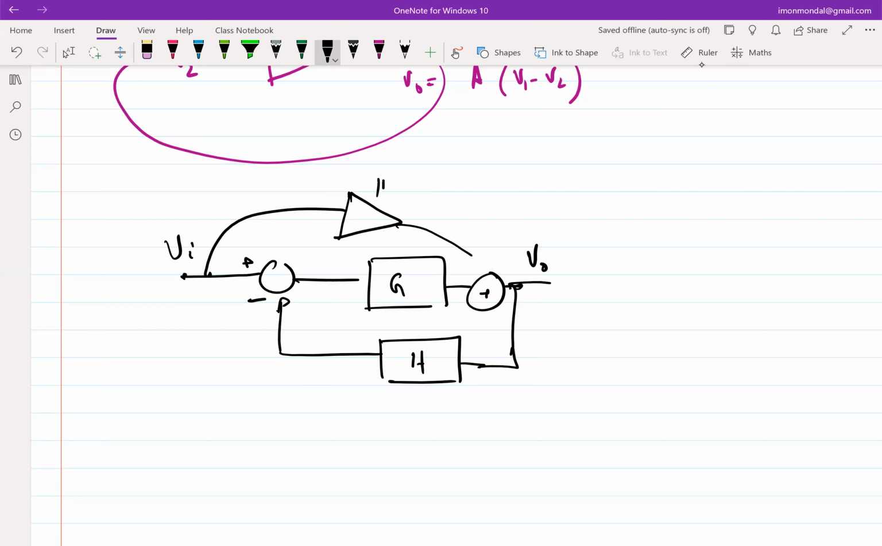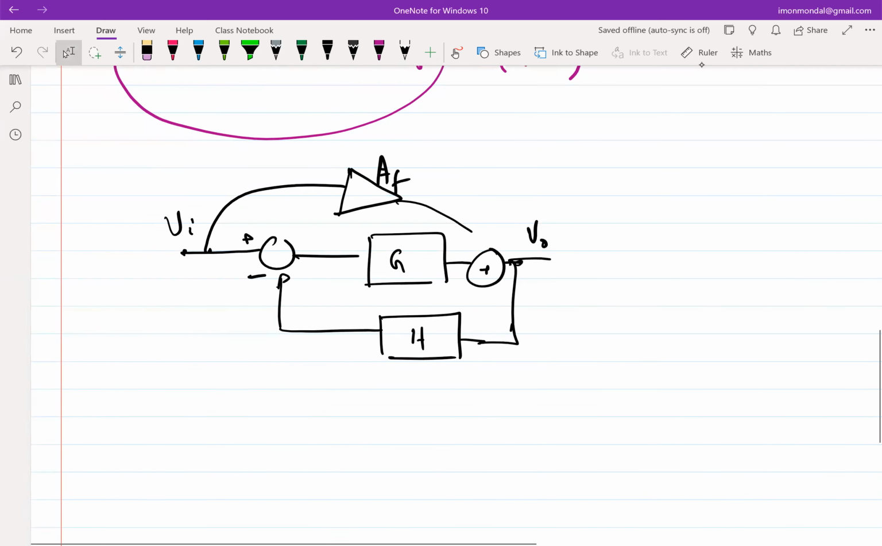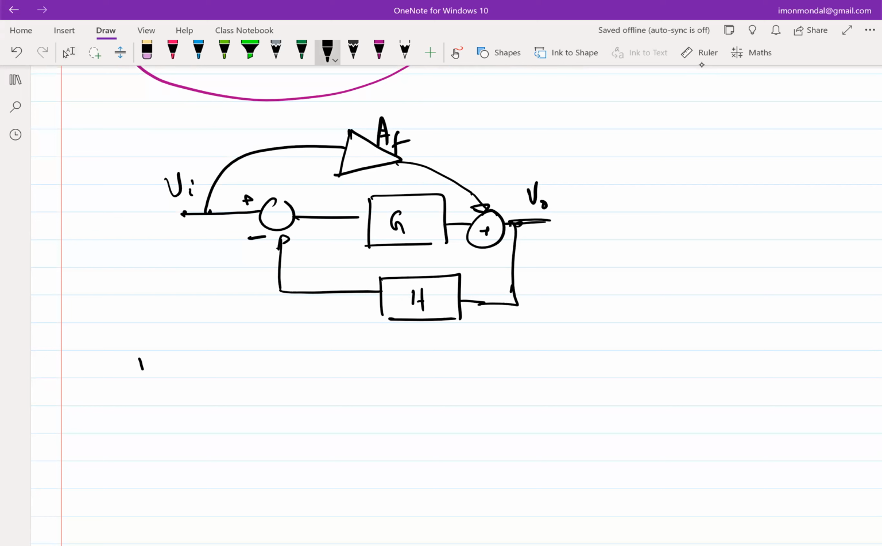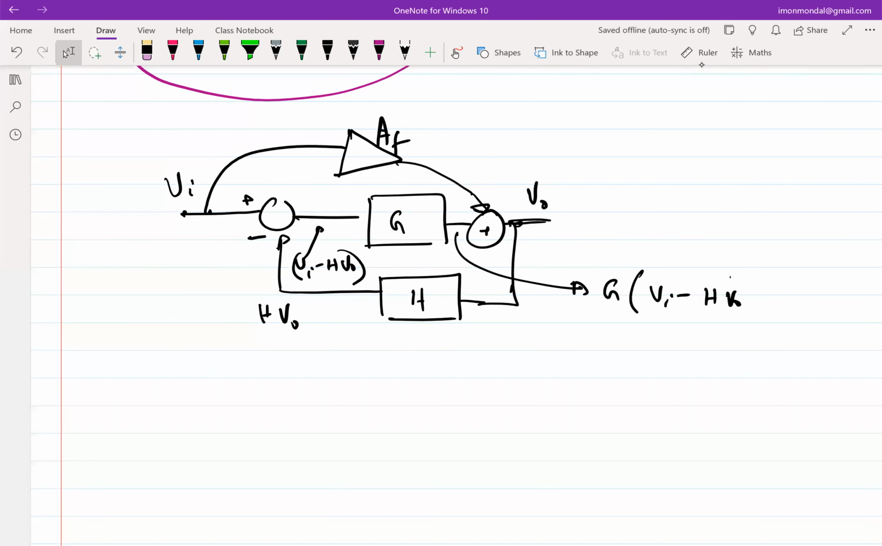Let's call this some other name. Let's call this AF. F stands for forward path. So if we express our feedback network in this format, what will be V naught over Vi? We'll do the same thing. If this is V naught, this is H times V naught. This is Vi minus H V naught. So this voltage becomes G times Vi minus H V naught. So your V naught becomes this plus the forward path, right? So Vi times AF plus G times Vi minus H V naught.